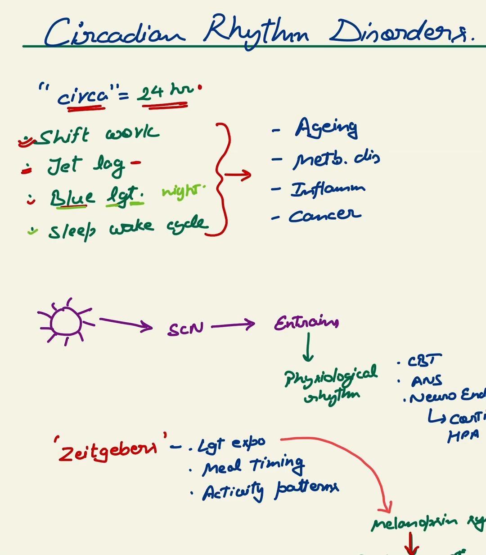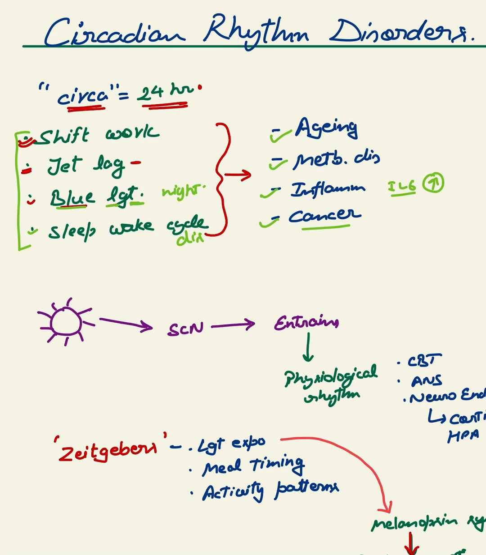Next, sleep-wake cycle disruption. Now, all these activities lead to circadian rhythm disorders. And what do they lead to? They lead to premature aging, metabolic diseases like type 2 diabetes, and inflammation. Inflammatory markers like IL-6 have been found to be raised in circadian rhythm disorders, and people are also developing cancers. These are all the culprits.